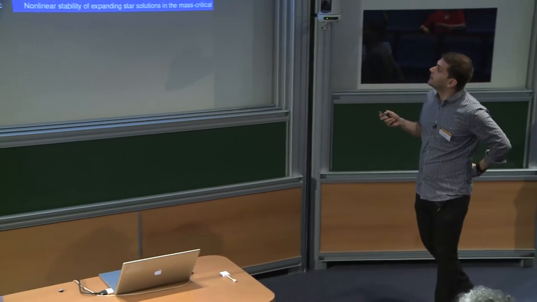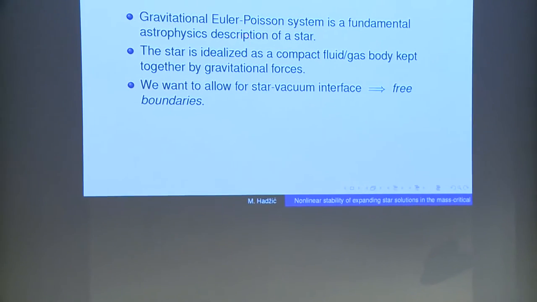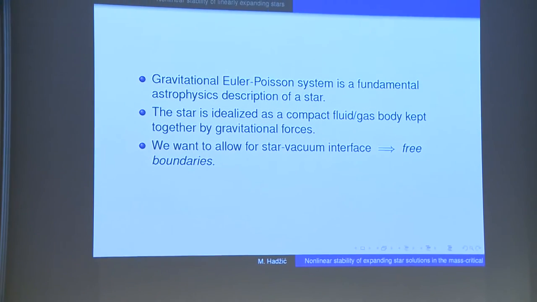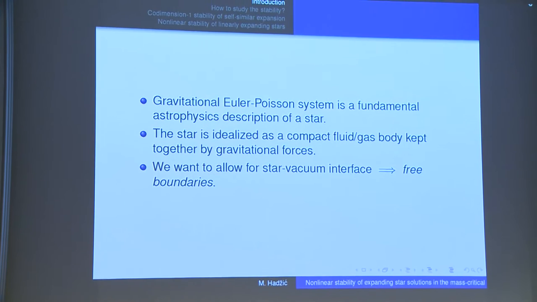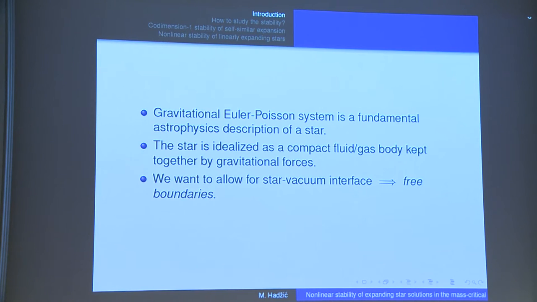As I said, the star is idealized as a compact fluid body. And the word compact is crucial because it suggests that there is a boundary between the fluid and the vacuum. And if you want to model such a problem, and if you want to track the behavior of the boundary, you have to allow for that boundary to move. So this gives us a moving star-vacuum interface.